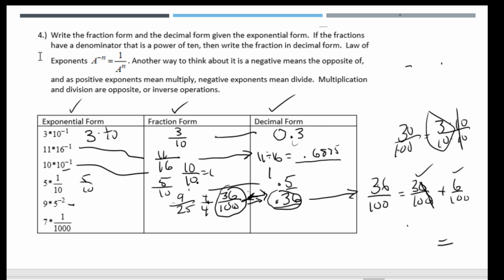And finally, this one, 7 times 1 over 1,000, that's the same as this, right? 7 1,000ths, that's the fraction. And the decimal would be none in the tens, none in the hundreds, 7 in the thousands.